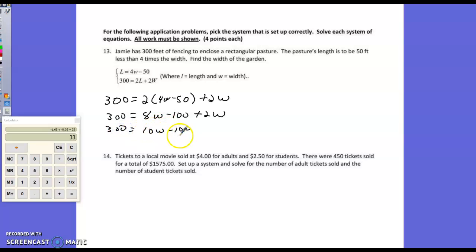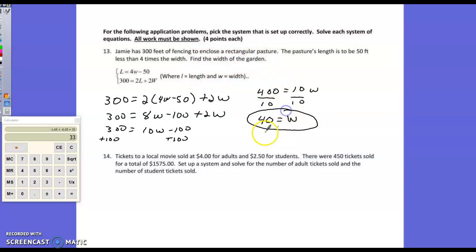Got to solve now for W. Add 100 to get rid of that. 400 equals 10W. Divide by 10. 400 divided by 10 is 40, equals W. We're looking for just the width, so that's all I need to do. If I needed to find the length, I would put that 40 in for that W to find what that is. But since the question's not asking me that, I won't do it.